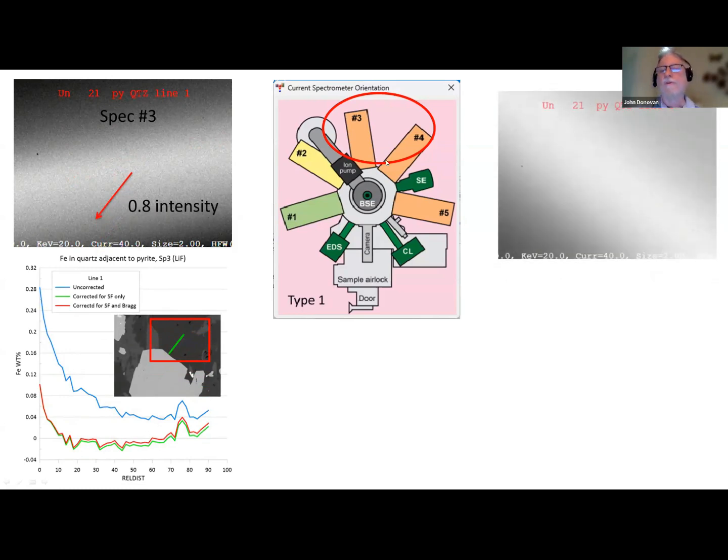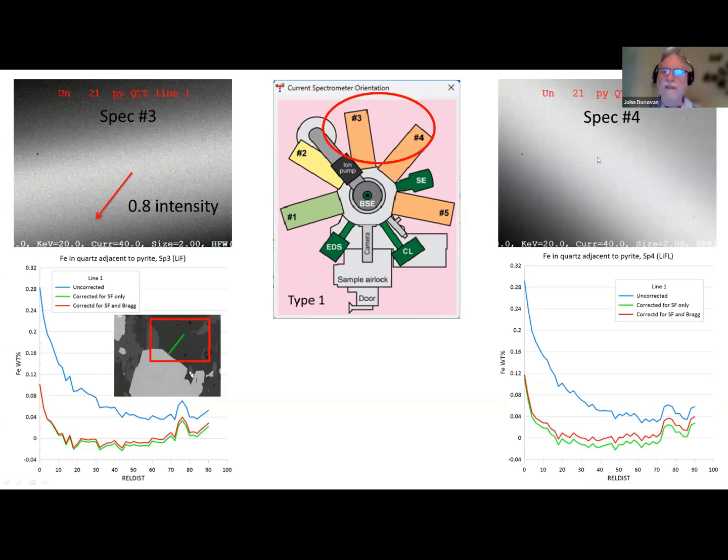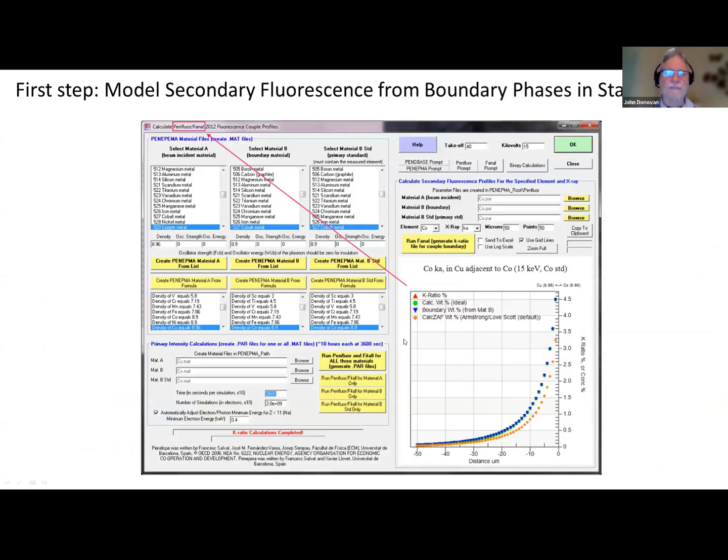Okay, but spectrometer 4 is a little bit different. Here now is spectrometer 4, and we're now moving away from that. The boundary is moving away from our analysis point in the same direction, but it's about a 40% correction, and you can see that there's a larger Bragg defocus correction there.